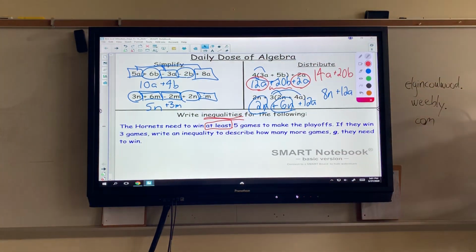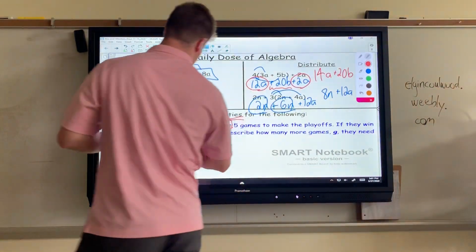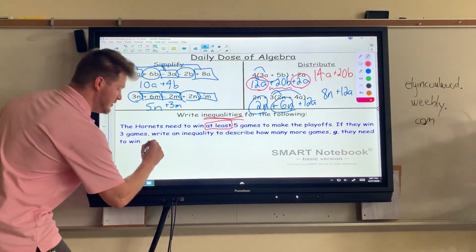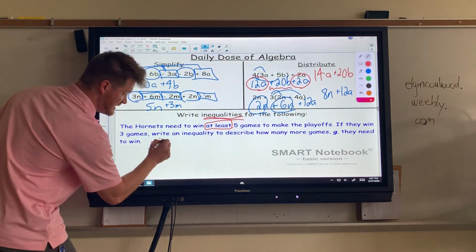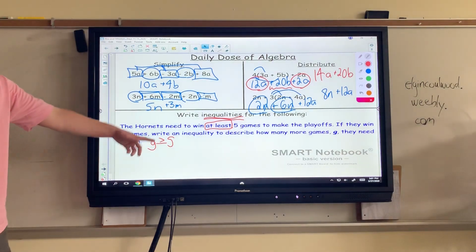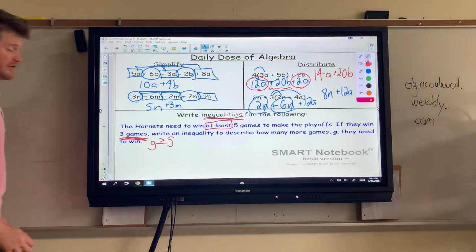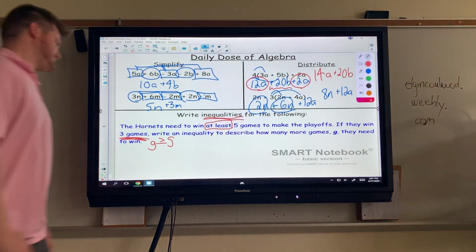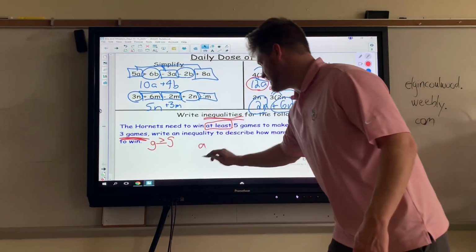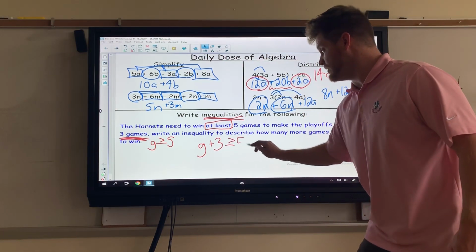So the Hornets need to win at least 5 games to make the playoffs. That means they need to win 5 or more games. In this case, G represents games. So it'd be games, they need to win 5 or more. So greater than or equal to the number 5. Now, if you keep reading it though, it says they've already won 3. So we got to include that. So the games plus the 3 they've already won has got to be greater than or equal to the 5 to make the playoffs.